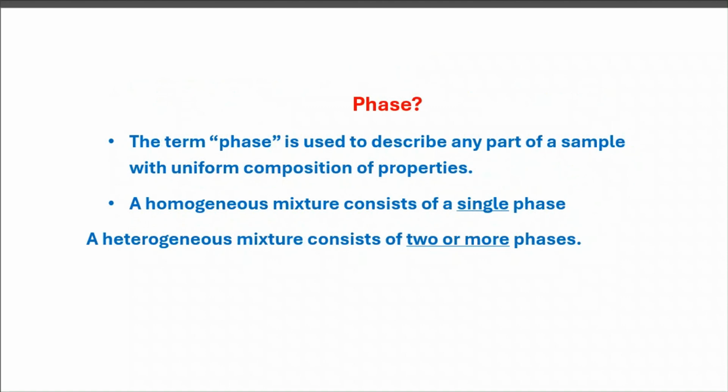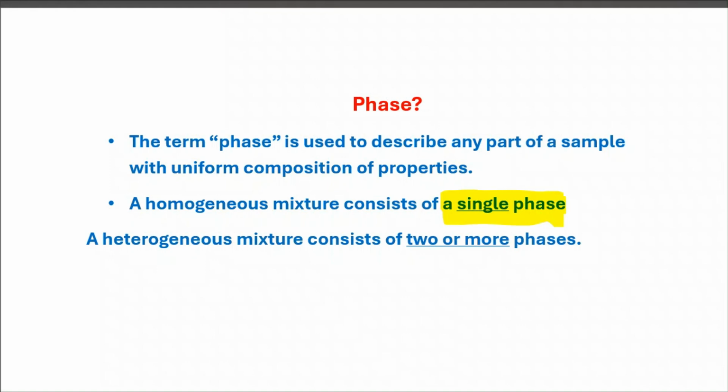Now, what is meant by phase? The term phase is used to describe any part of a sample with uniform composition and properties. A homogeneous mixture consists of a single phase. What does it mean? Like you mix sugar or salt in water, stir it. You see only one phase. You will see water, you will not see sugar, you will not see salt. You mix milk and water, you will see only a single phase.